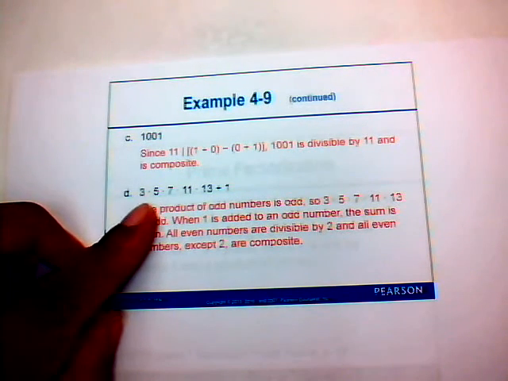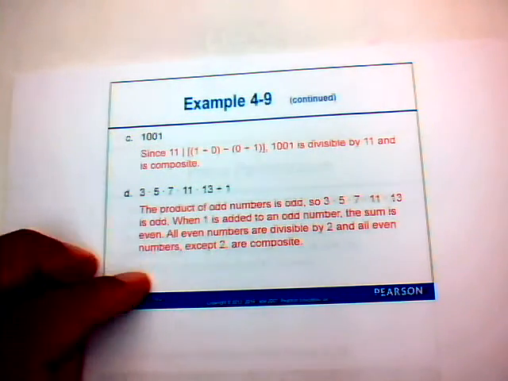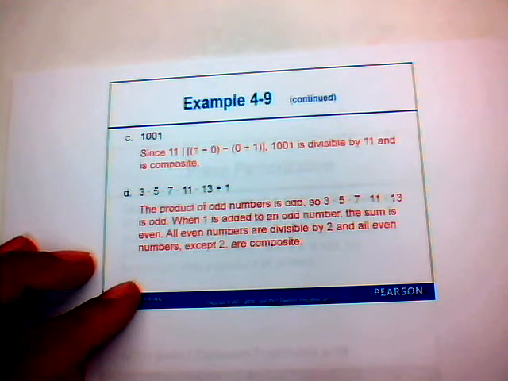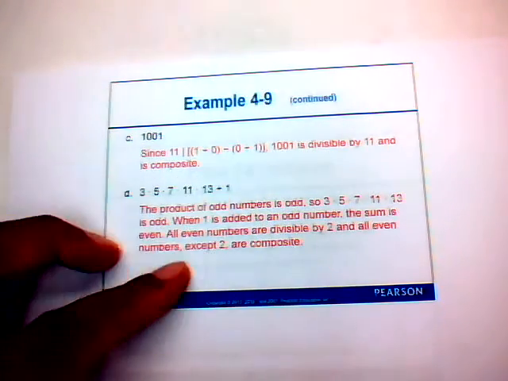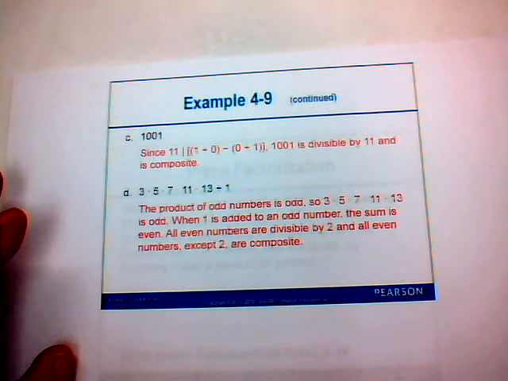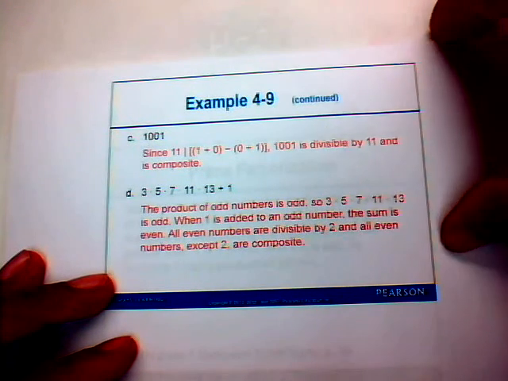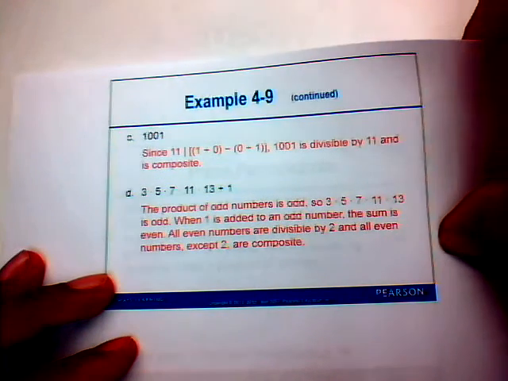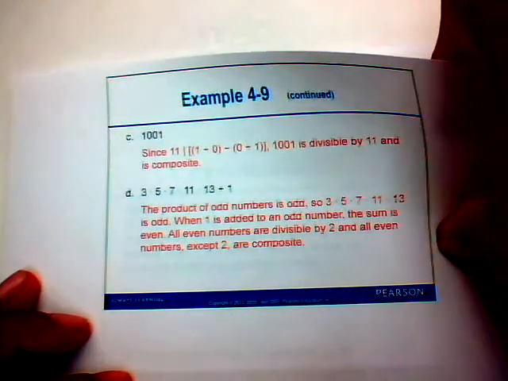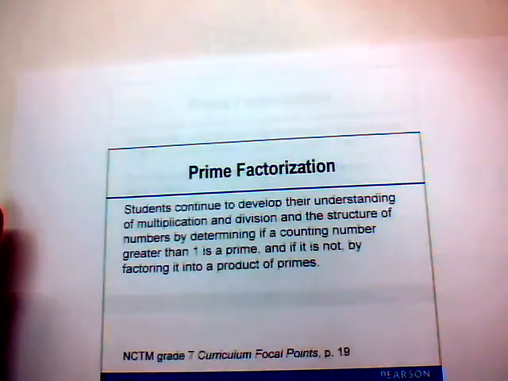Now, what about this? The product of the odd numbers 3, 5, 7, 11, 13, and then you add 1 to it. Well, the product of those odd numbers is going to be odd. But then you add 1 to it, and it's going to be an even number. All even numbers are divisible by 2. So in this case, it's going to be composite. In fact, all even numbers, with the exception of 2, are composite. Keep in mind, 2 is the only even prime number.